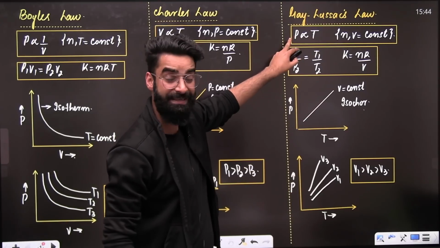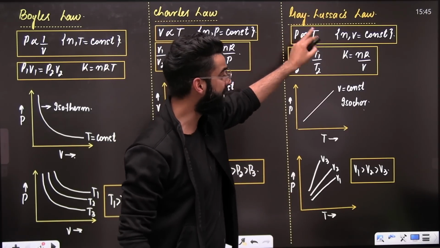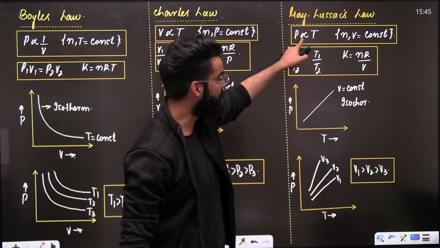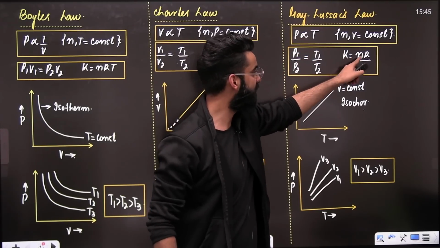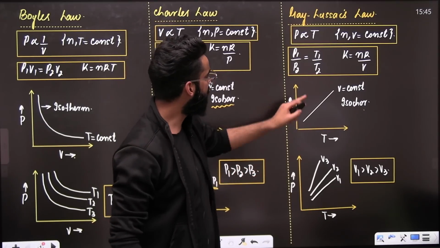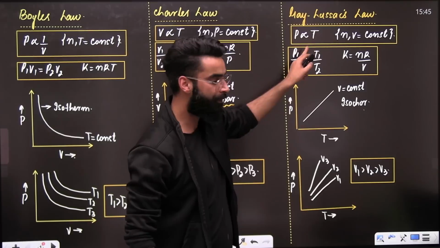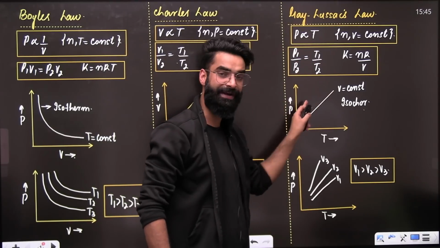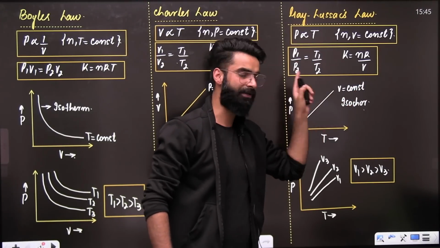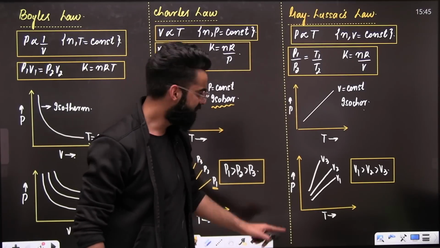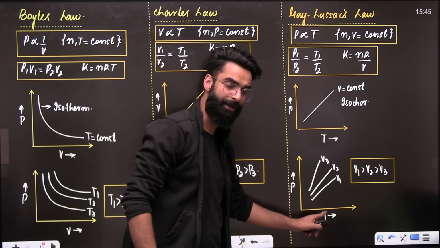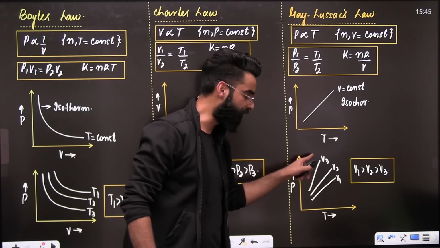So Gay-Lussac's law says that pressure of the gas is directly proportional to temperature of the gas in Kelvin. Again, if you remove the proportionality sign, you'll get a constant whose value is nR divided by V, right? And dear students, if you want to plot a graph between pressure and temperature in Kelvin, it's again going to be a straight line, which is made when volume of the gas is kept constant, and you call this particular curve the isochore.